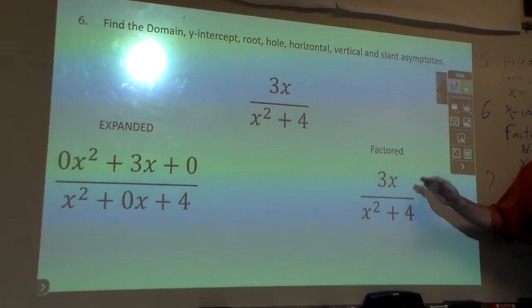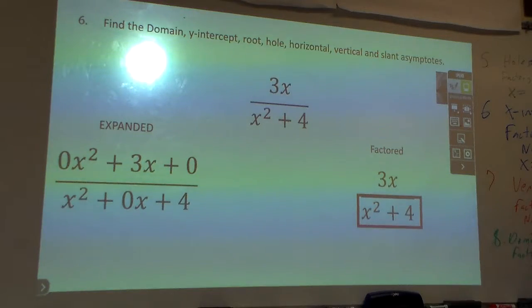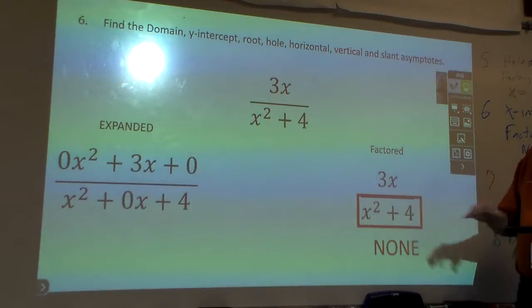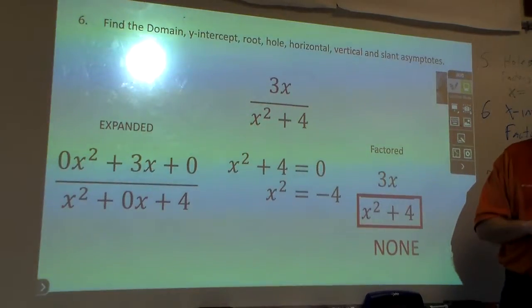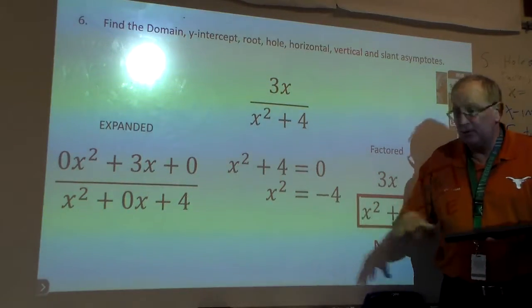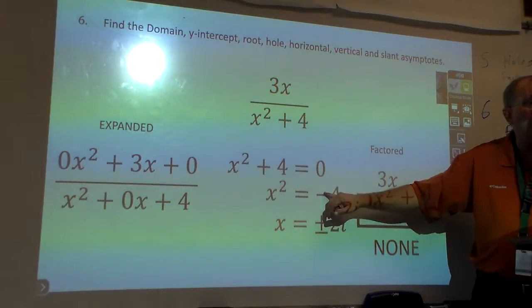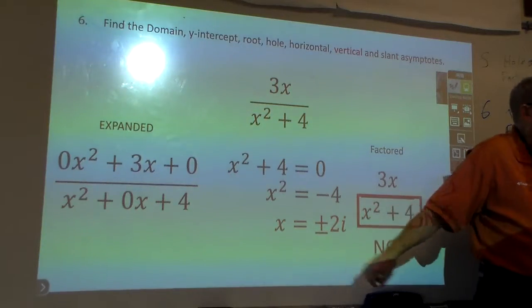Number 6. This one's a bit tricky. I'll look at the denominator right here, and guess what? There's no asymptote. Because here's why. If I set this equal to 0, and solve it, I would minus 4, correct? And then I would square root, and I would get basically plus or minus the square root of 4, which is 2, and I got to pull the i out. You get plus or minus 2i. That's an imaginary number, right?